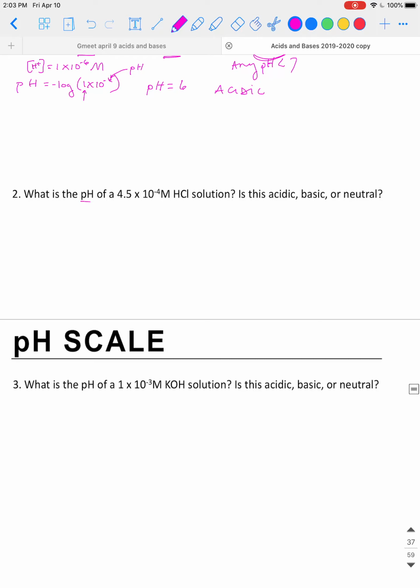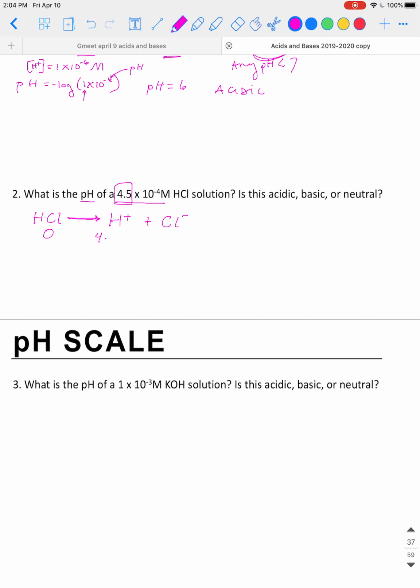Okay, number 2. What is the pH of a 4.5 times 10 to the minus 4 molar HCl solution? Here, they're not being so kind. Our base number is not 1, so we're actually going to have to plug this into our calculator and see what we get. But again, this is a strong acid, so HCl will completely dissociate, single arrow. You'll have no reactants left over, you'll have all products. So it'll completely dissociate into H plus and Cl minus. In the end, we'll have 0 of this, and we'll have all of this, H plus and Cl minus.